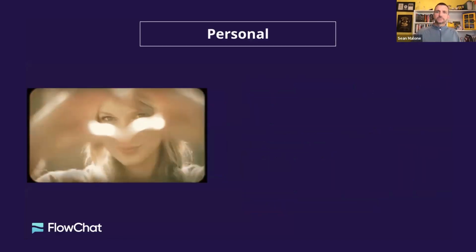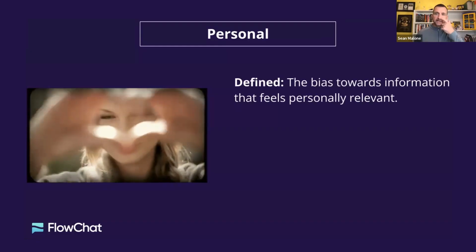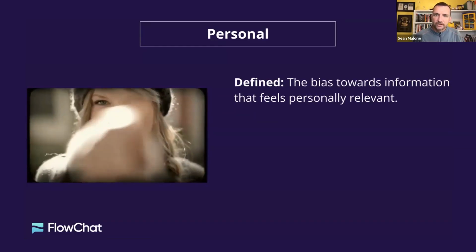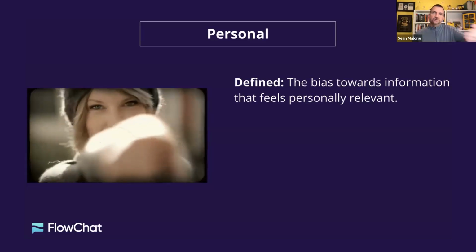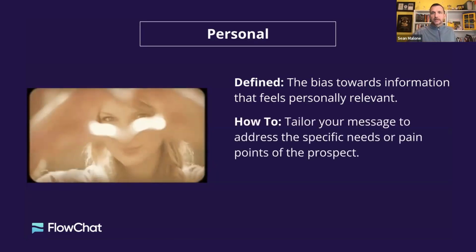After visual, we get to personal. Personal, what is the personal bias? How do we put it in DMs? Well, first of all, it's defined. It's the bias towards information that feels personally relevant. Something that puts you in the driver's seat when it's focused on you, right? That's why that word you is so powerful in the English language.